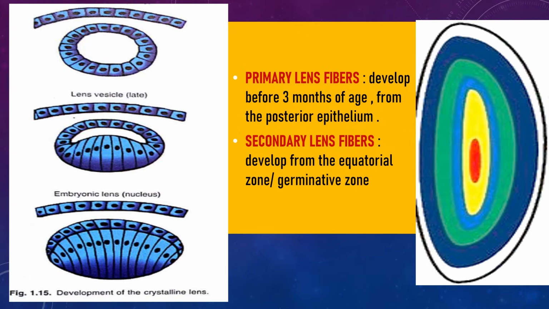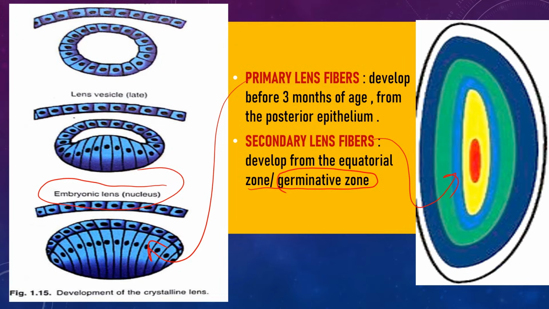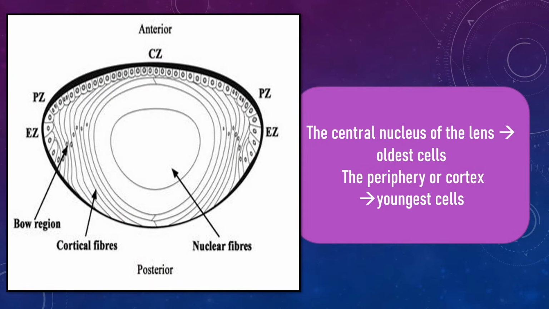Now, here the concept of primary lens fibers and secondary lens fibers is very important. So what are these primary lens fibers? Primary lens fibers are the fibers which develop before 3 months of age from the posterior epithelium, whereas the secondary lens fibers are the fibers which develop from the equatorial zone or the germinative zone. So these are your primary lens fibers and these are your secondary lens fibers. The primary lens fibers are going to form the embryonic nucleus and the secondary lens fibers are going to form a lot of layers, and each of these layers is given a different name based on when they develop.